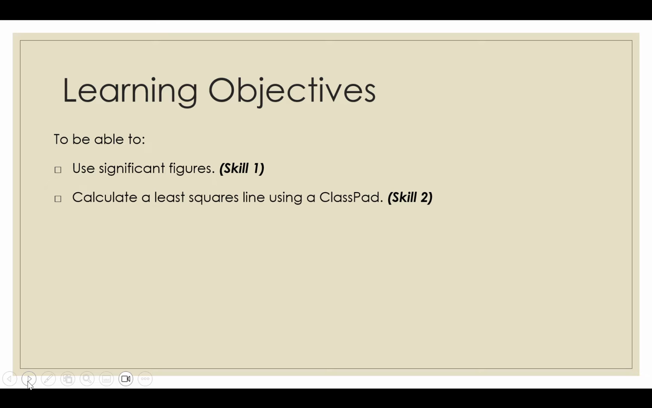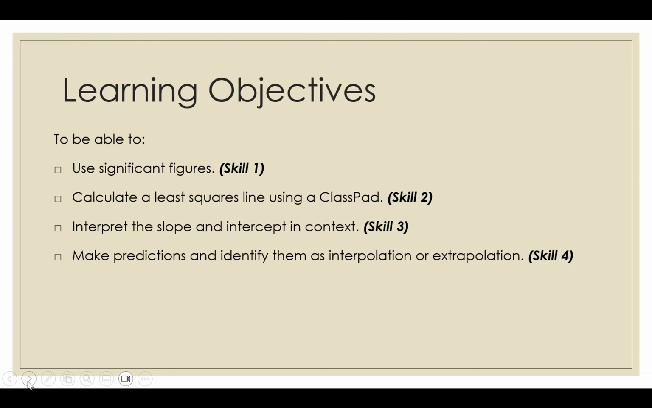We're going to look at calculating the least squares regression line using our ClassPad and interpreting the slope of the line in terms of the context of the question. Lastly, making predictions based on whether it's interpolation or extrapolation to see the reliability of any prediction.